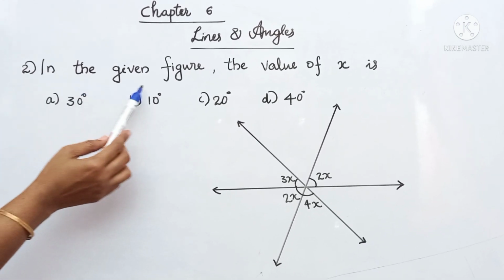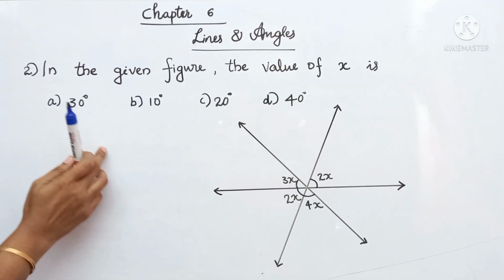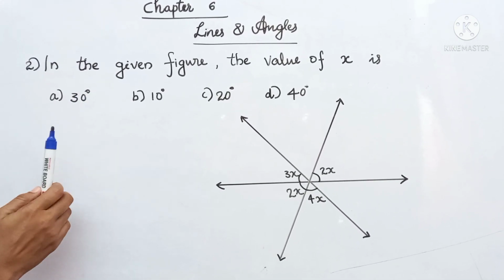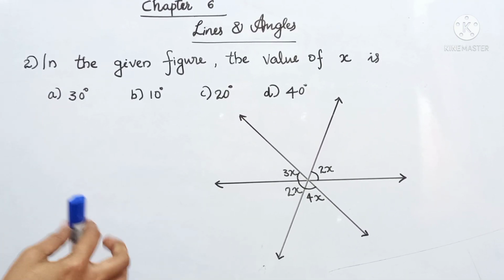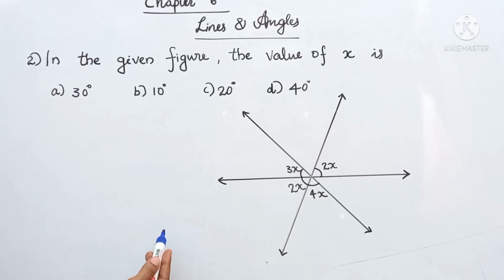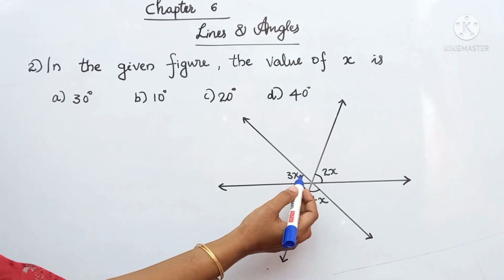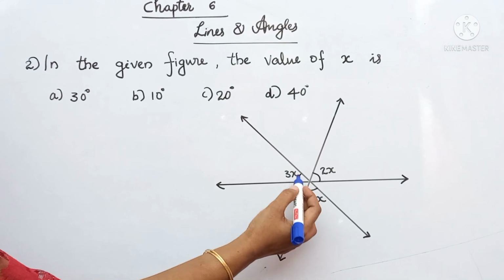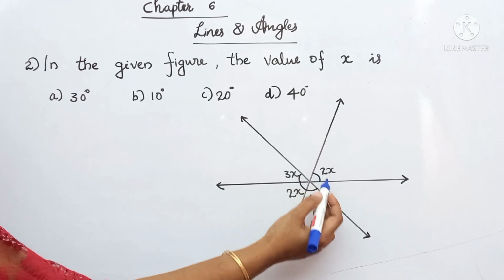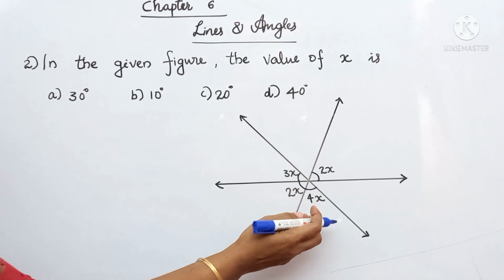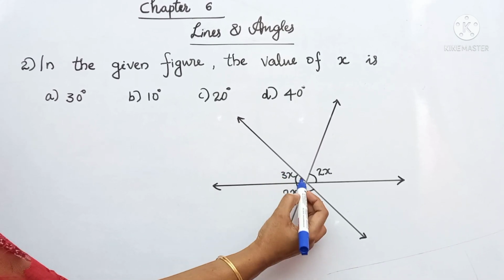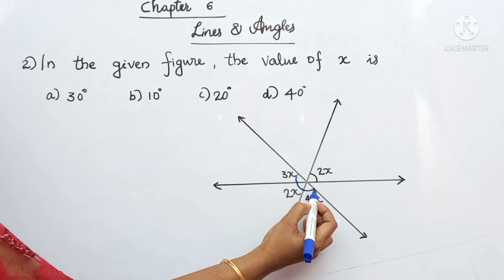Second question: in the given figure, the value of x is, look at that figure. In all types of geometry problems, the figure is very important, so observe the figure properly. If we observe it properly, we will get the answer from the figure itself. Now look at this figure, all the measurements are written in the figure and given to you. Just observe these 3x, 2x and 4x.